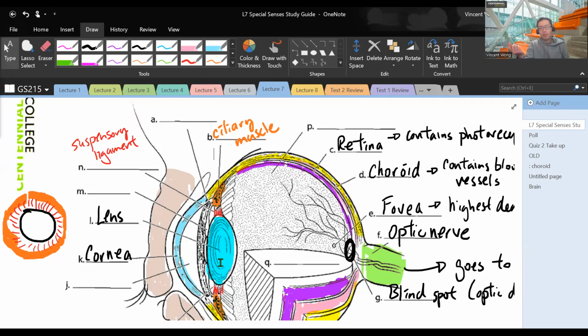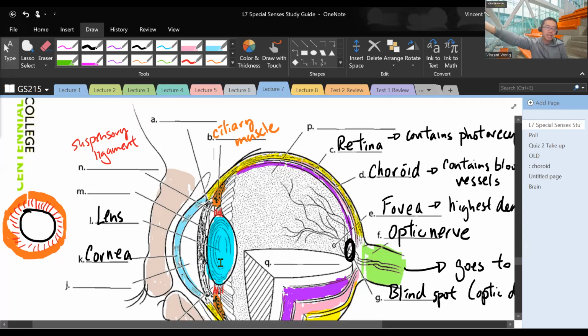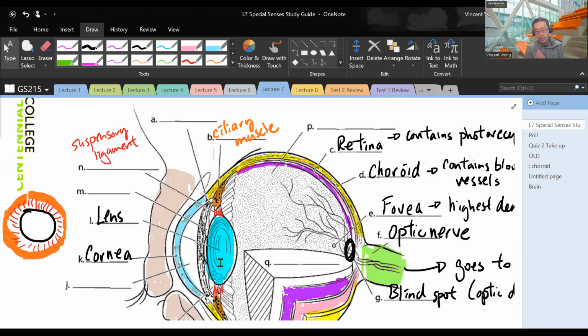But you want to change the thickness of the lens as you shift your focus. If you look at something far away, then the lens needs to be thinner. If you're reading a book, something close by, then the lens needs to be thicker. Okay? That's controlled by these two things working together.